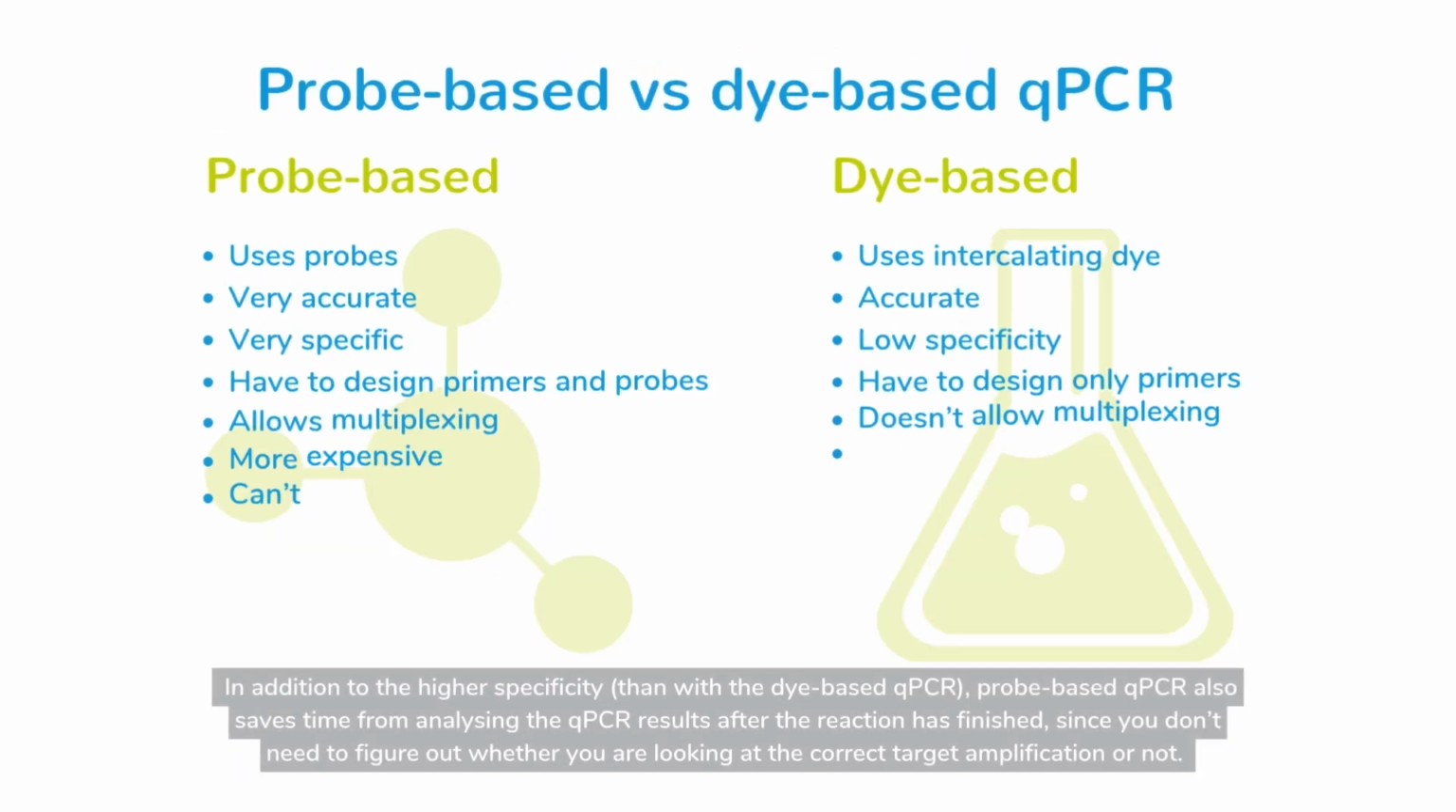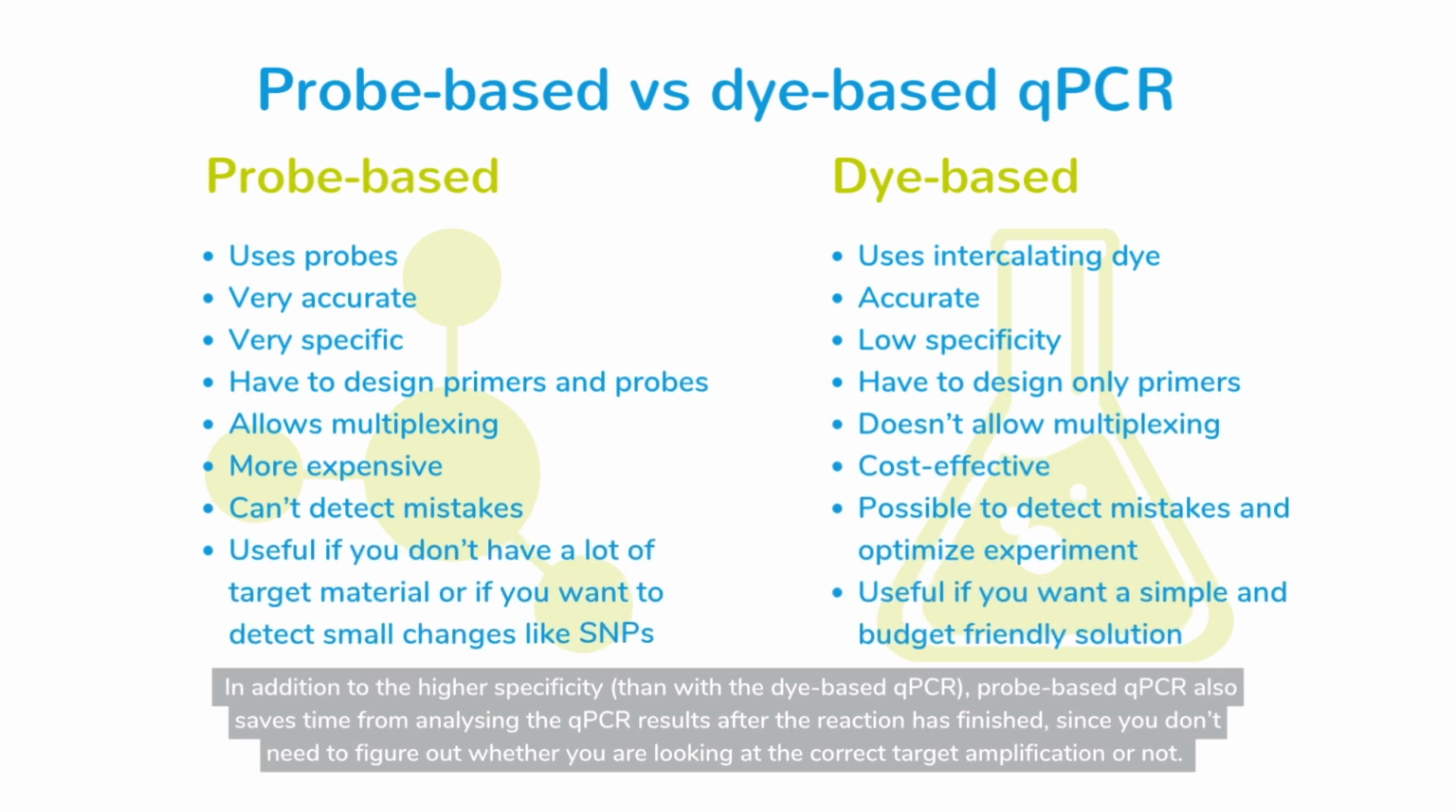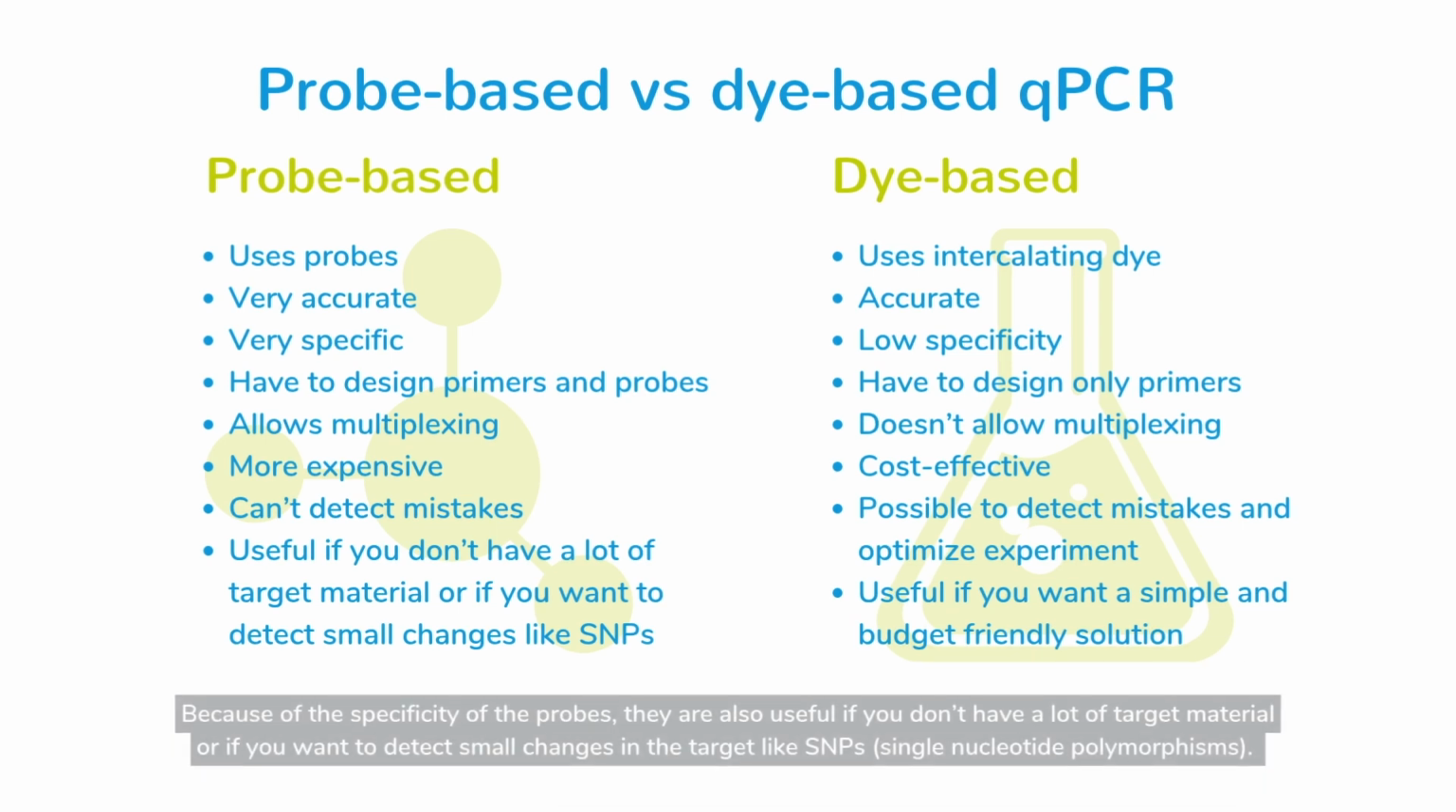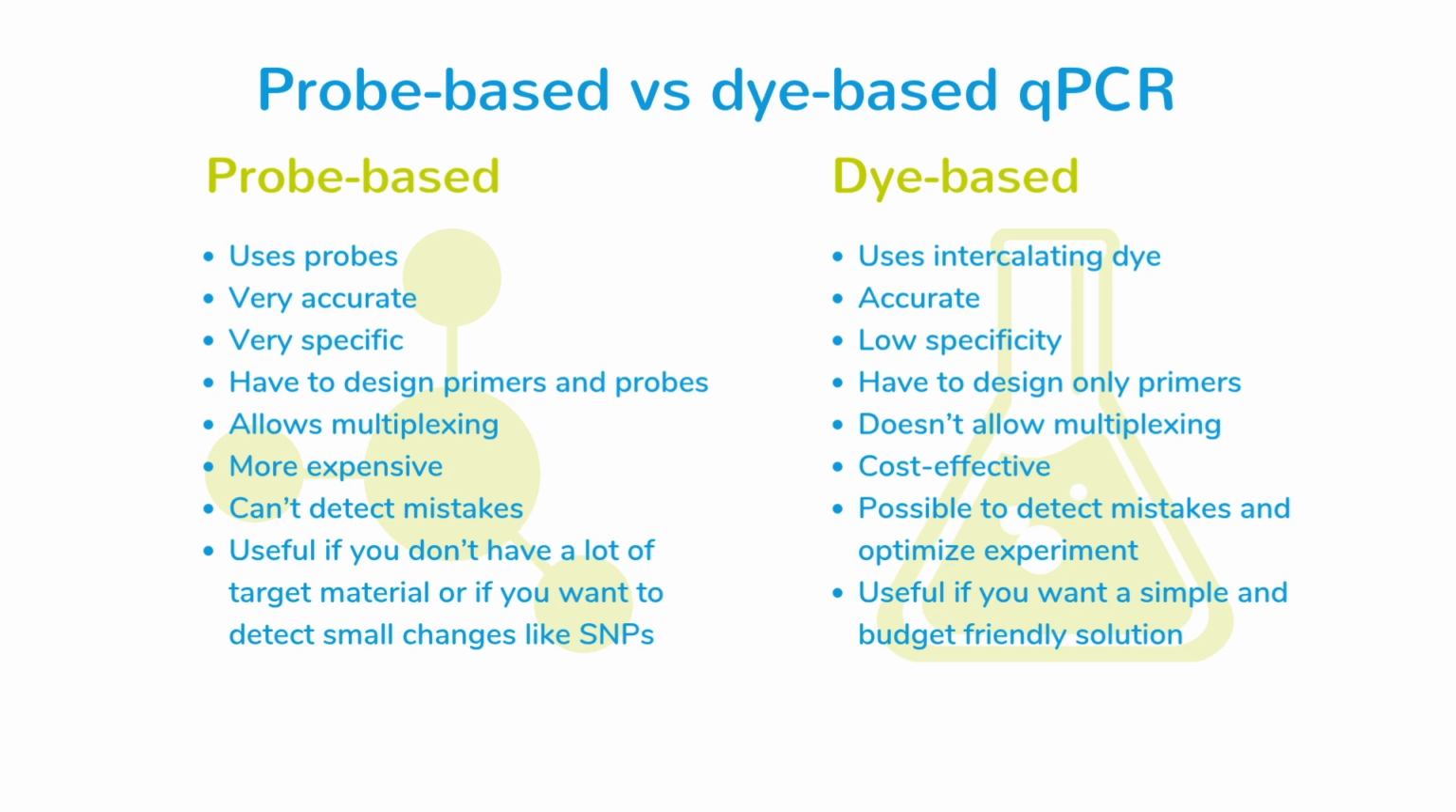In addition to the higher specificity, probe-based qPCR also saves time from analyzing the qPCR results after the reaction has finished, since you don't need to figure out whether you're looking at the correct target amplification or not. Because of the specificity of the probes, they're also useful if you don't have a lot of target material, or if you want to detect small changes in the target, like SNPs.